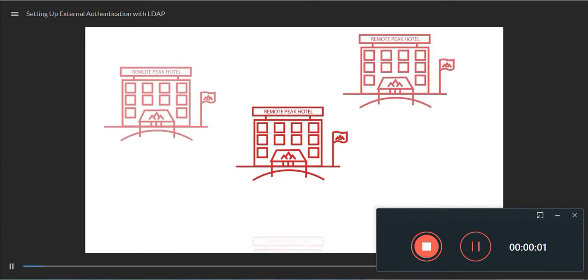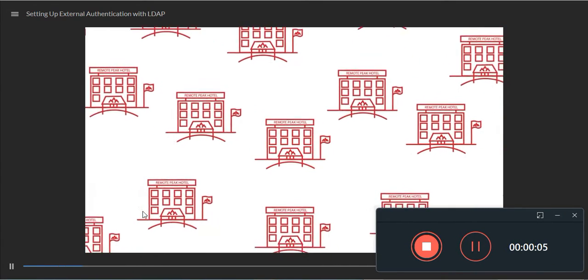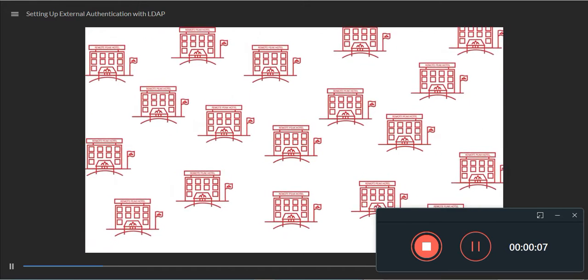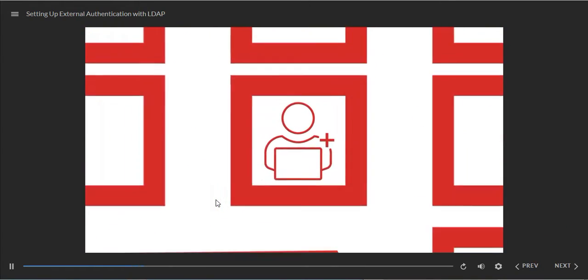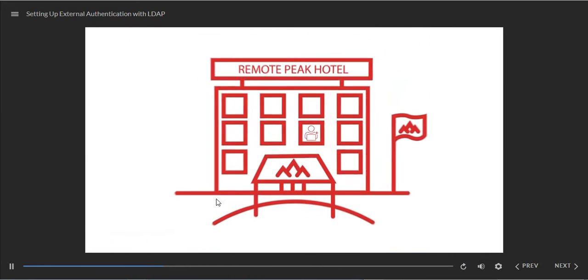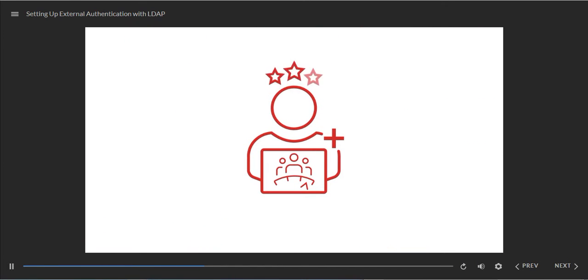Remote Peak Hotel has grown substantially over the past few years, so much so that management needs to hire a systems administrator for ISM. Enter Ren Berry. Though Ren is new to Remote Peak Hotel, she's no stranger to ISM, with several years of experience under her belt. We'll be following Ren as she implements advanced administrative concepts and functions in ISM.